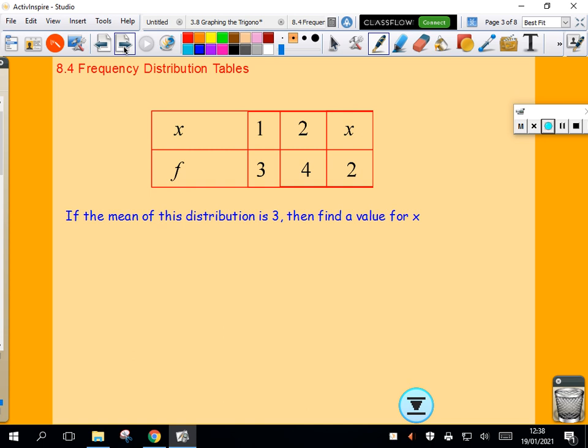If the mean of this distribution is 3, then find a value for x. Okay, well, to find the mean of this distribution, remember when we say the mean, what do we do? We add up all the stuff to get the total sum of the list and divide by the amount of values, the amount of data points in the list. So I've got to remember what this list would look like. Okay, well, x is my random variable, 1, 2, and then we don't know the third one. The 1 occurs 3 times in my list, the 2 occurs 4 times in my list, and then this unknown number occurs twice.